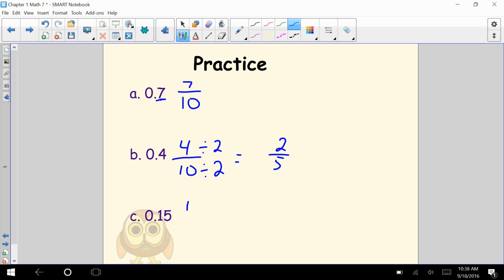And 0.15, write it without the decimal. The 5 is in the hundredths place, so it's over 100. Then I reduce. I know 5 goes into both of these, so I get 3/20, and that does not reduce, so I'm done.